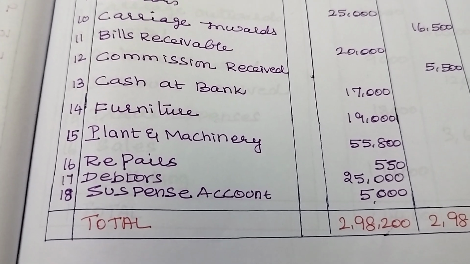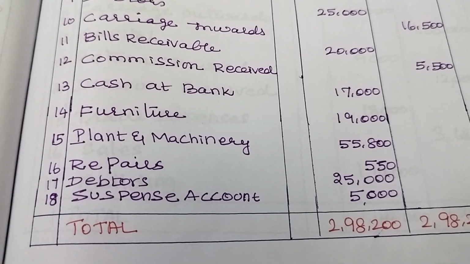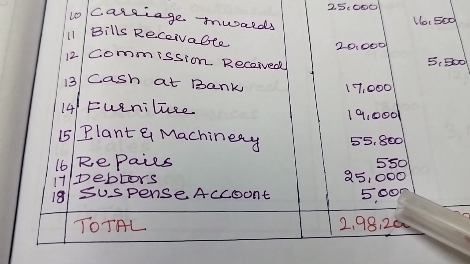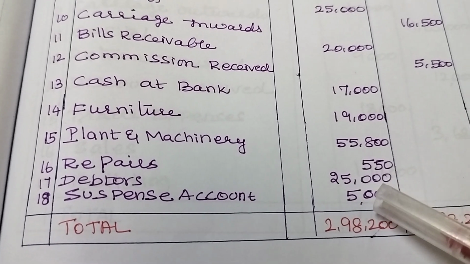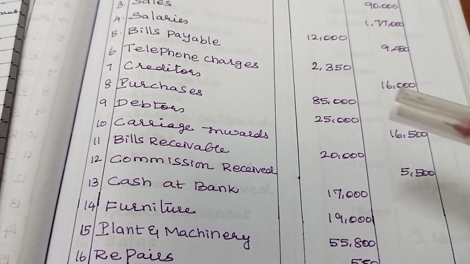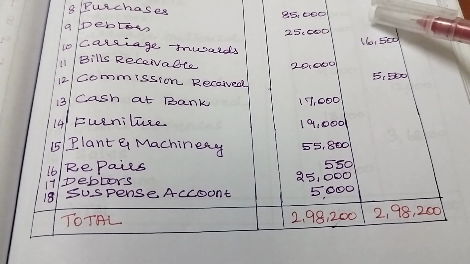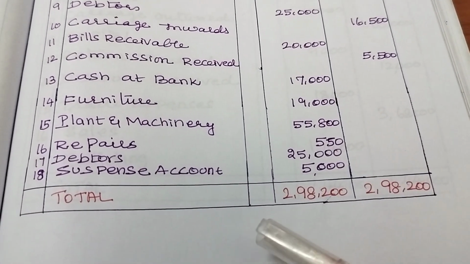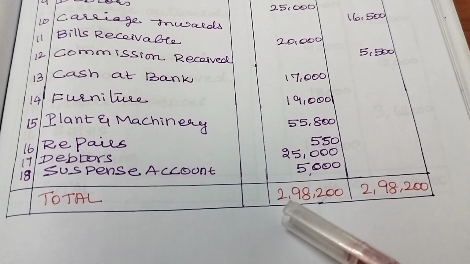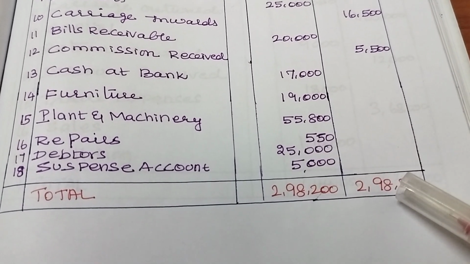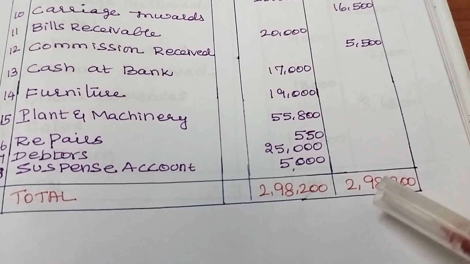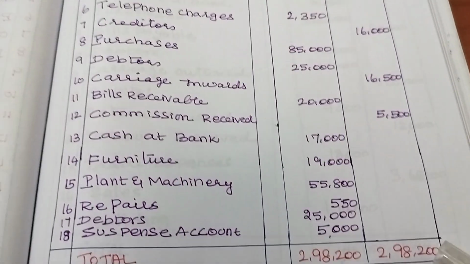How much is the shortage on debit balance? 5,000 rupees shortage on debit balance. So we tally the 5,000 rupees on debit balance. When we tally, both debit balance and credit balance show the same total. How much rupees? 2,98,200 is the debit balance total and the credit balance has the total of 2,98,200.